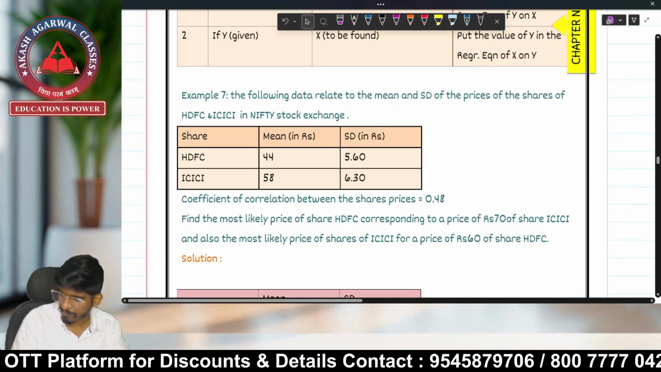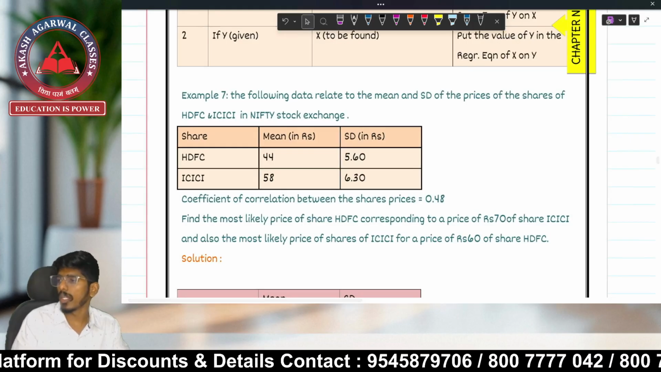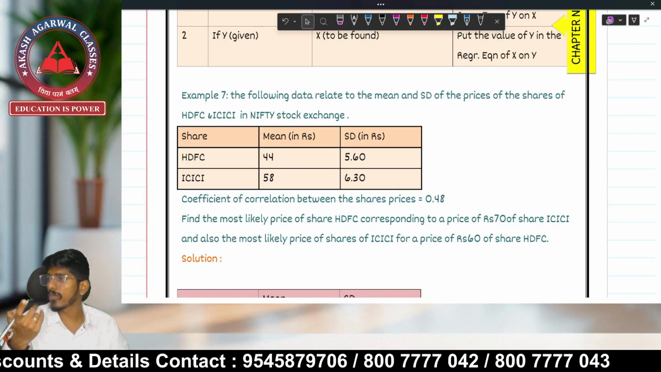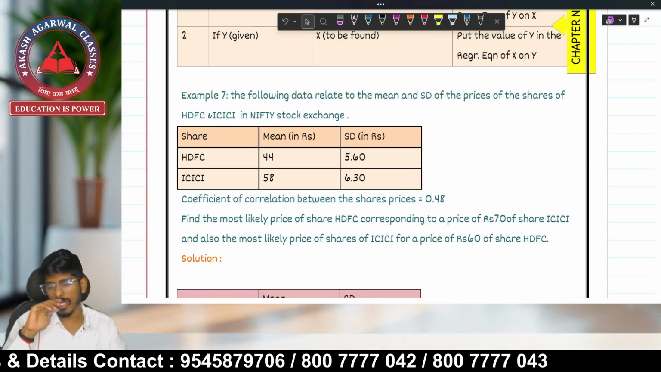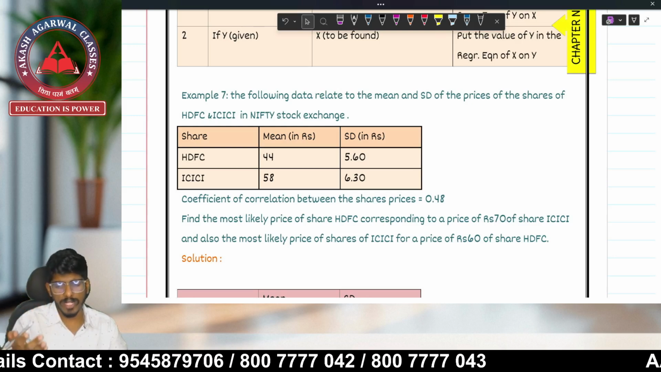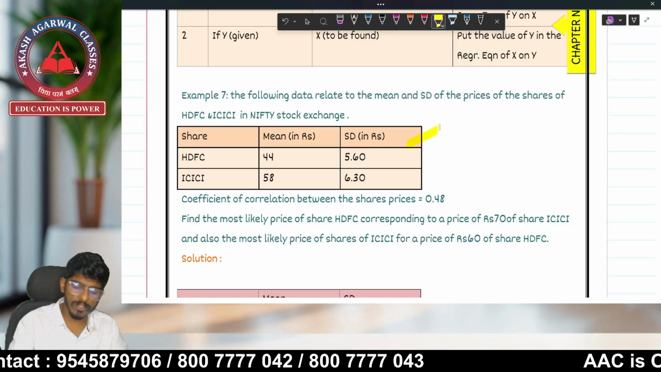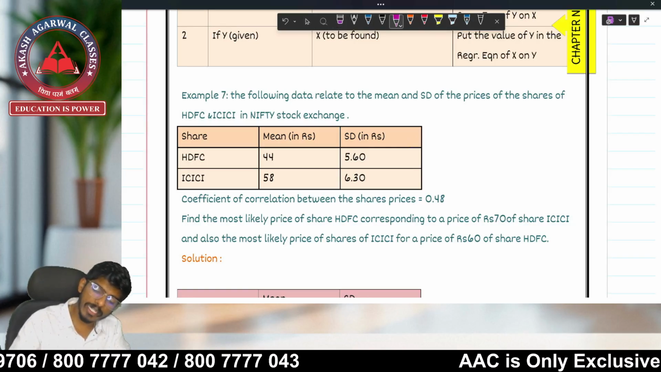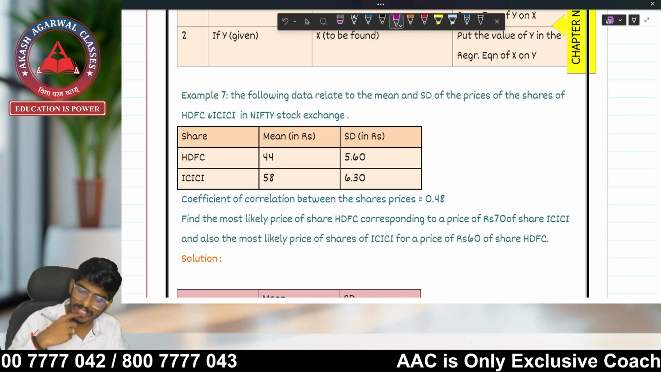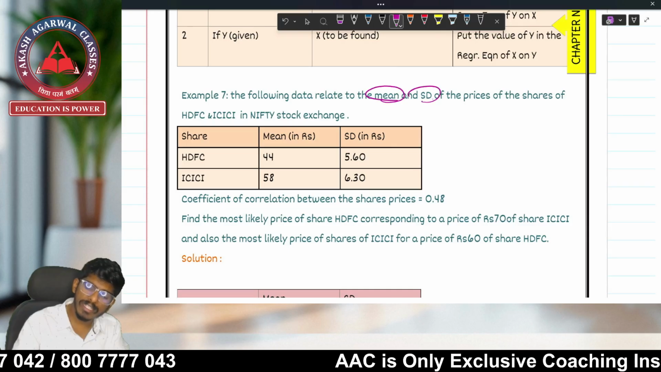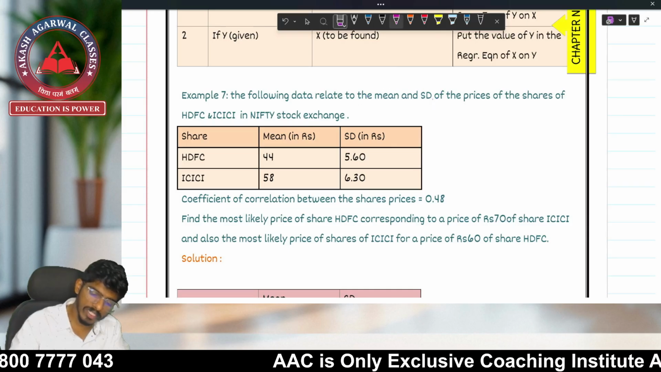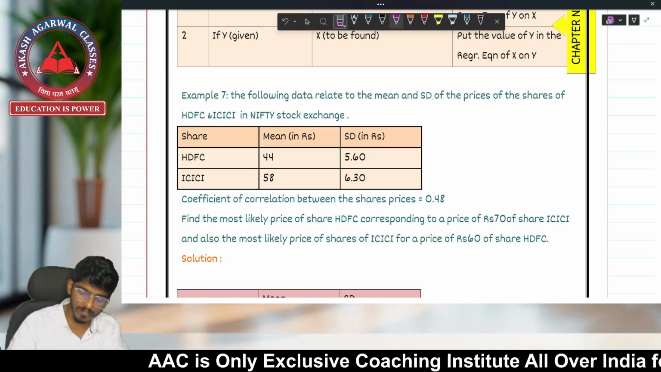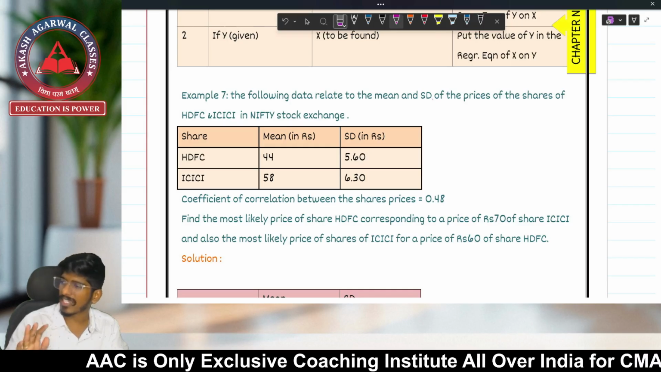It is not necessary that you might understand this kind of question at first. If you get what I'm trying to explain, or the question becomes clear to you, then you are on the right track. The following data is related to the mean and standard deviation of the price of the share of HDFC and ICICI in the Nifty stock exchange. So they have given us the mean and the standard deviation of the share.